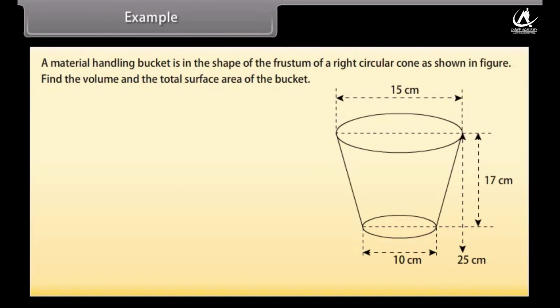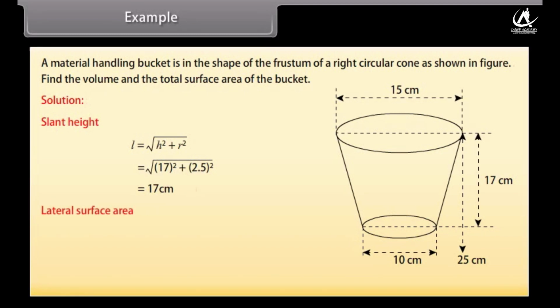Example: a material handling bucket is in the shape of the frustum of a right circular cone as shown in figure. Find the volume and the total surface area of the bucket. Solution: we know that slant height L is equal to under root h square plus r square. Therefore, we get slant height is equal to 17 centimeter. Also, lateral surface area is equal to, substituting the values, we get lateral surface area equal to 670 square centimeter.